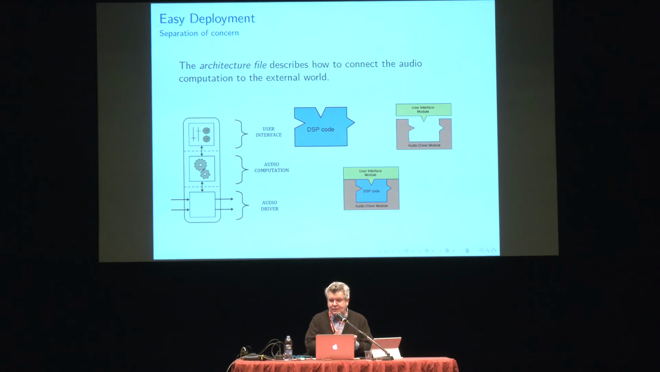So by doing it like this, you can really separate the computation core from the way you are going to control that computation, or the way you are going to produce the samples and receive the samples. So the architecture file indicates how we are going to connect this computation core to the external world. This connection means how we are going to connect to the audio interface, and how we are going to connect to the graphical user interface.